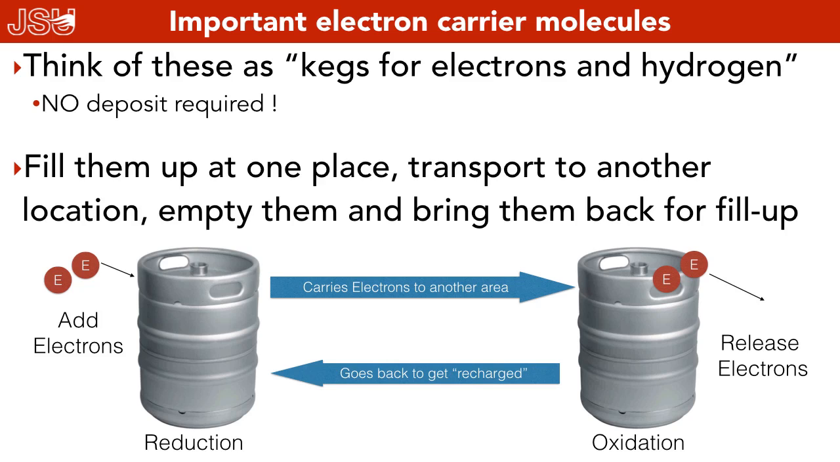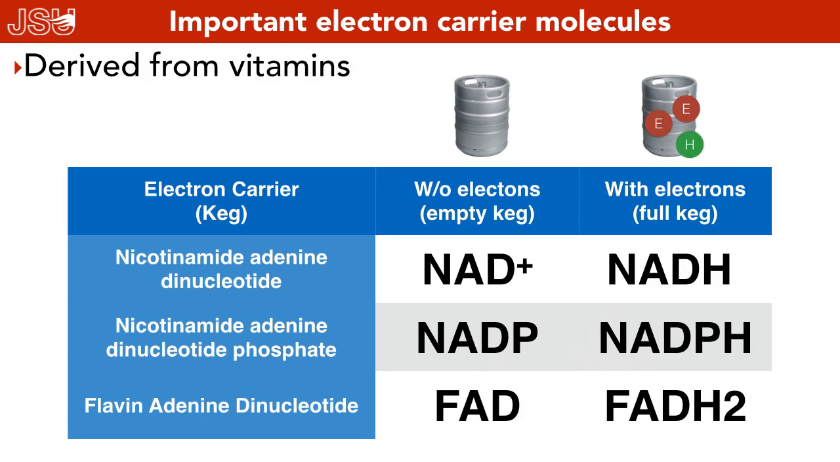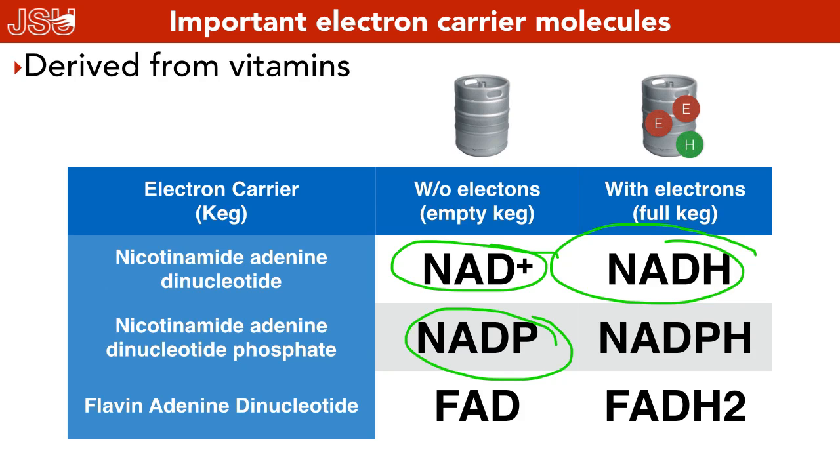Now, here are some of the kegs we're going to talk about. We've already talked about some of these. NAD, and we'll talk about that today. That's an empty keg. When we add some electrons and hydrogens, we've got NADH. One we talked about with photosynthesis was NADP. Remember that one? When we filled it full of stuff, we made NADPH.